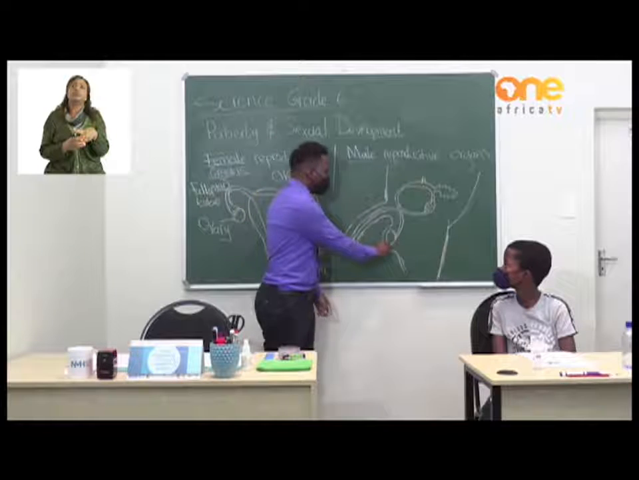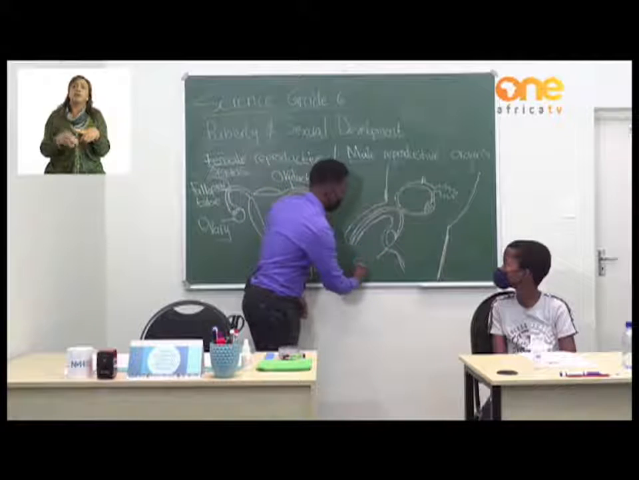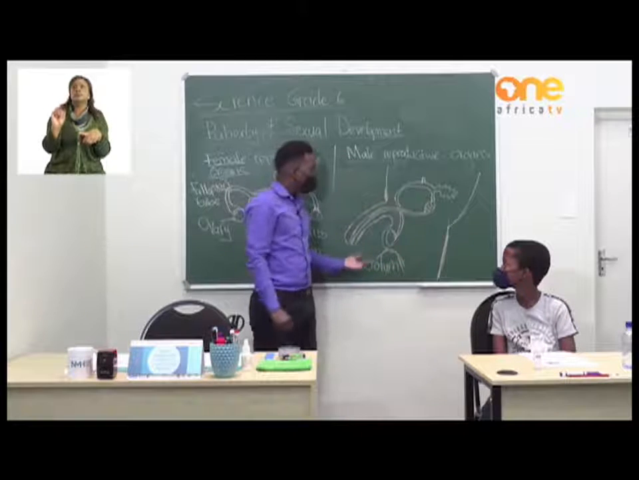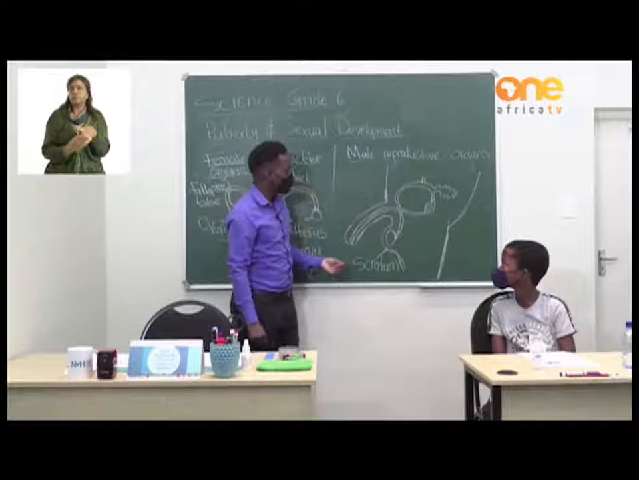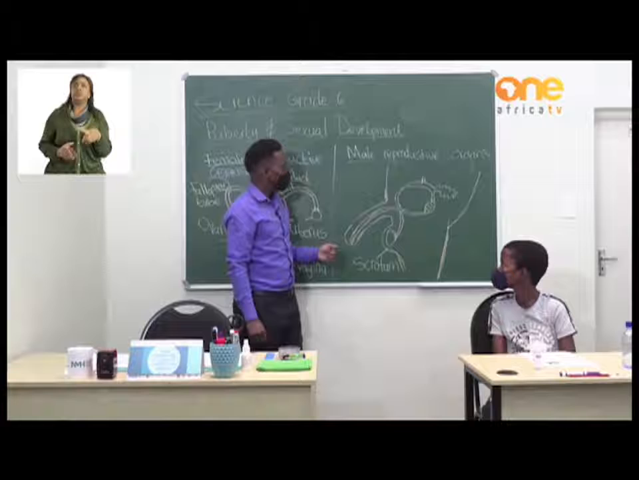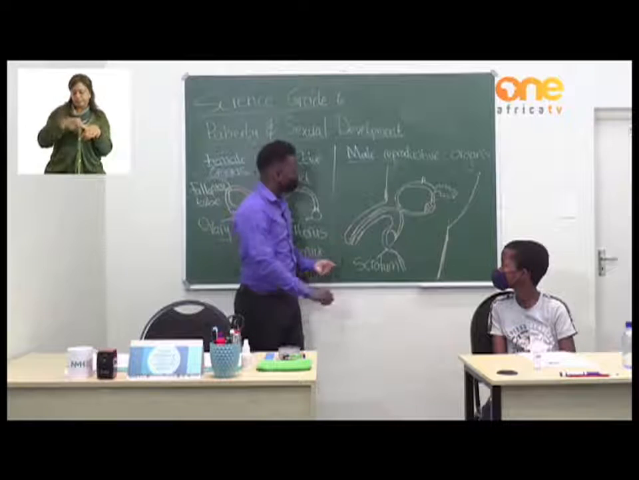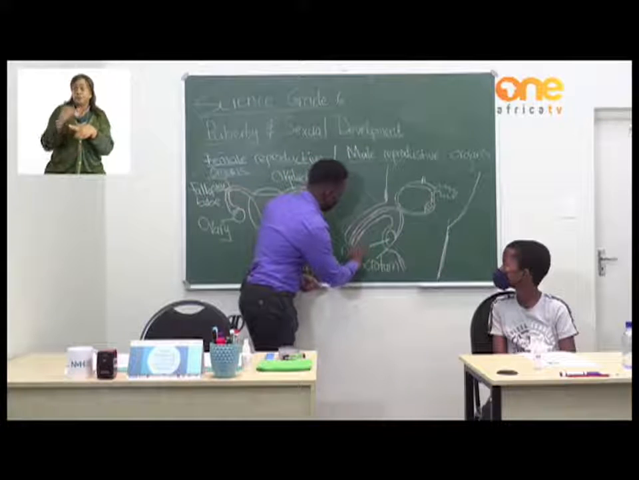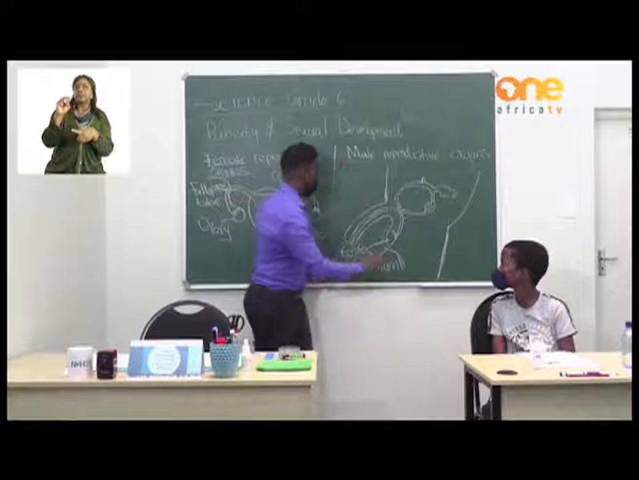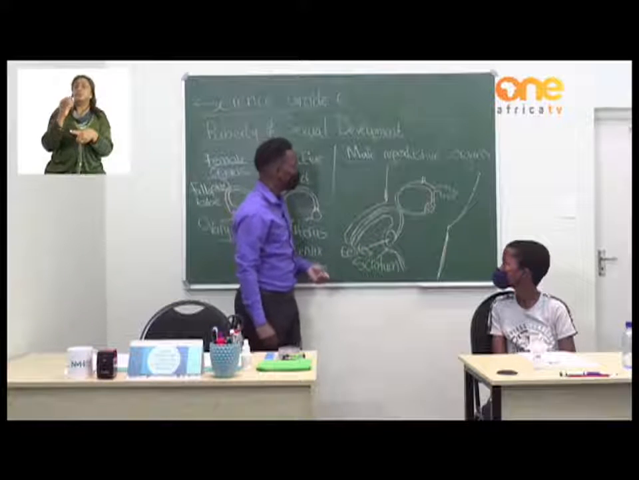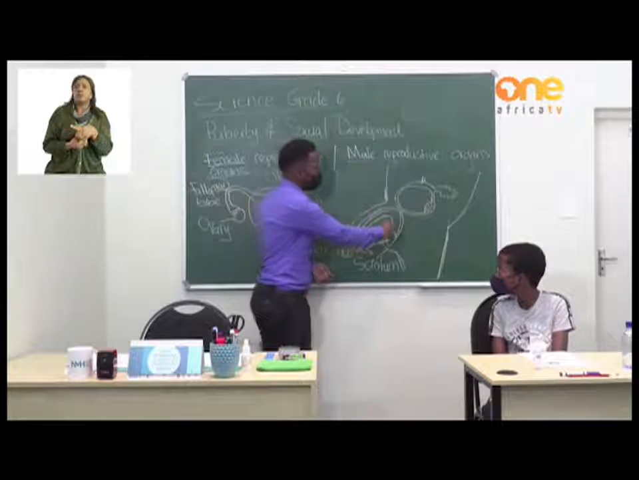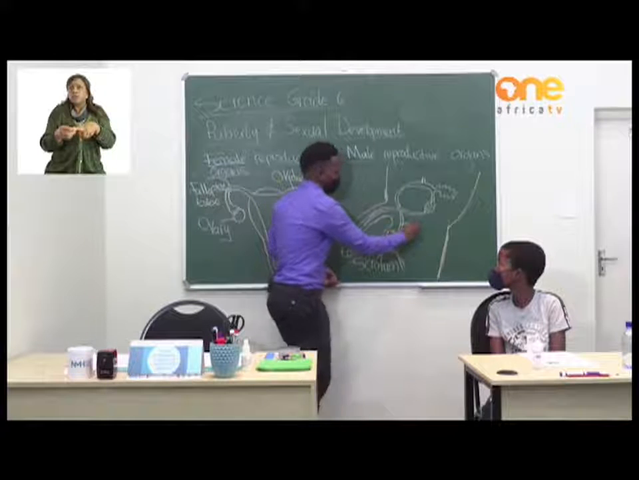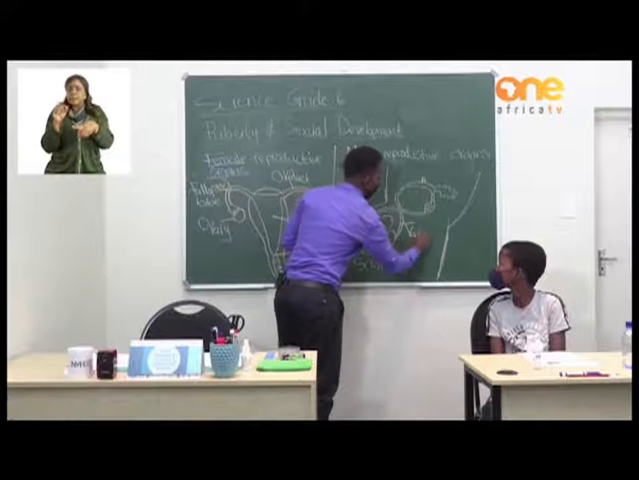And for this structure, our starting point will be at the scrotum. Now, the scrotum is part of the external organs that hang outside the man's body. But inside the scrotum, we have a structure known as the testis. And from the testis, we have another structure going outwards, and this organ is referred to as the vas deferens.